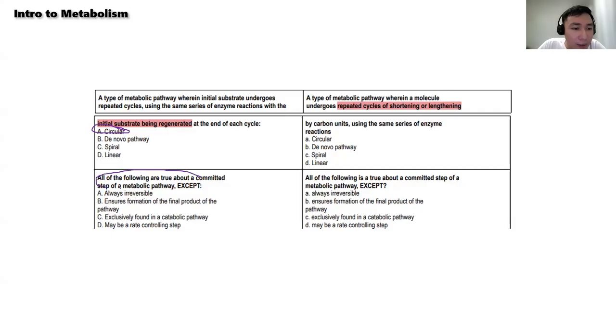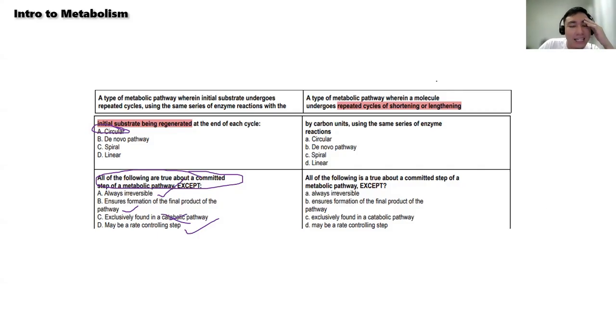All of the following are true about the committed step of a metabolic pathway except, so a committed step, ibig sabihin, pag committed ka na sa pathway na yun, hindi na pwedeng yung substrate na yun papuntang ibang direction or papuntang ibang product. Diba? Pag committed siya, kapag nagtapos na yung reaction na yun, it will now go straight down into that pathway. So it is always irreversible, that's true. Kaya siya committed kasi irreversible siya. It ensures formation of the final product, yes. It is a rate, maybe a rate controlling step, pwede. It's not exclusively found in the catabolic pathway, okay? So, pwede rin siya sa anabolic pathway.